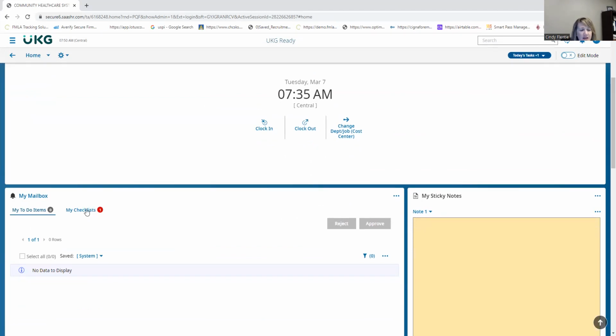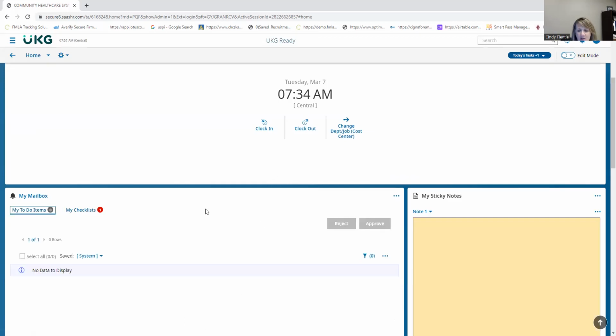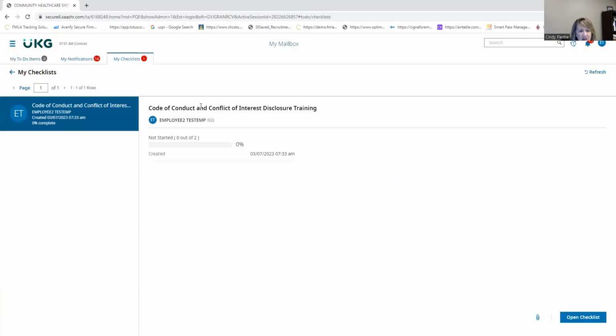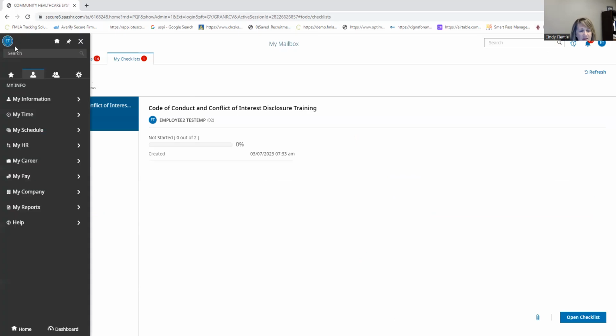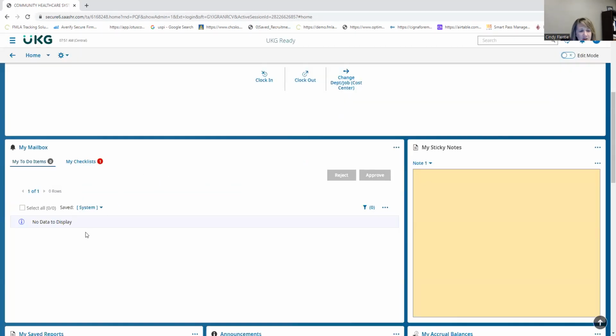We are going to be clicking on My Checklist. However, if for some reason you do not have this widget set up on your home screen, you can also get to your checklist by going up to the bell in the corner. If you click on the bell, you'll see some different options as well, including My Checklist. So there are two different ways that you can get to My Checklist.